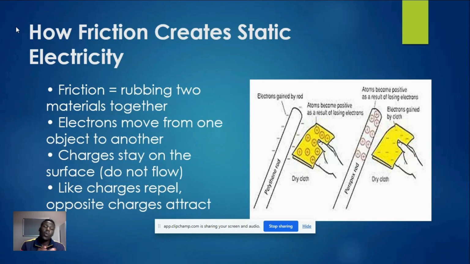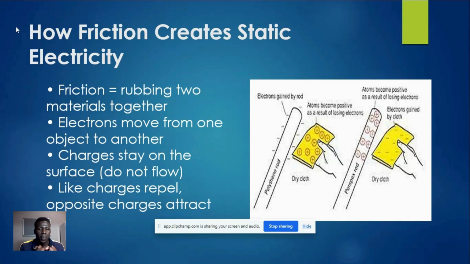So how does friction create static electricity? We said that friction is the rubbing of two materials together, then the electrons will move from one object to the other, and stay on the surface, accumulating or building up on the surface of the object. And we have said that static electricity is the build-up of an electric charge on the surface of an object that does not flow.